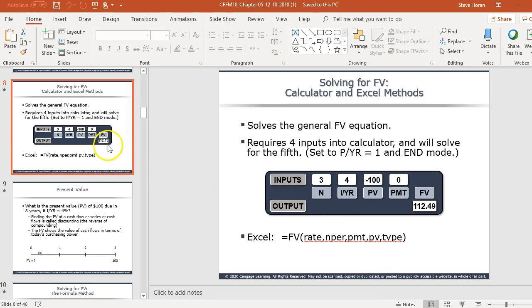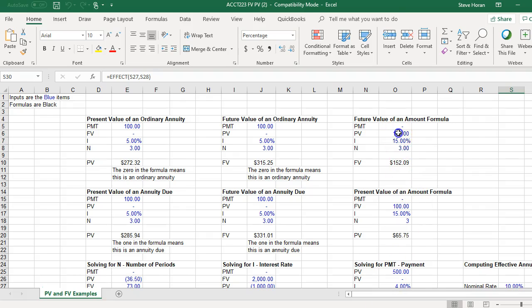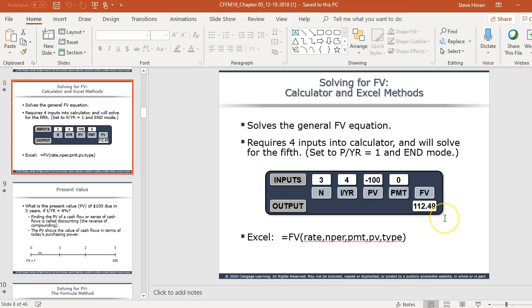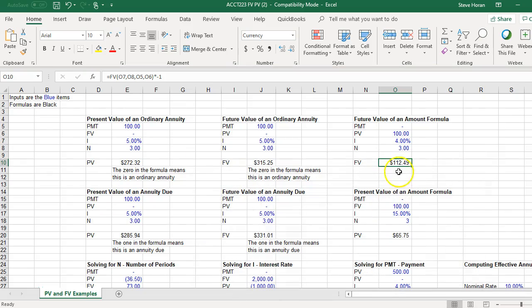So back to the Chapter 5 Excel, I just want everybody to see how this works and how you do this. This says solving for the future value of something, and we're going to use the future value formula. This is simply the future value of 3 years, interest rate of 4%, and the present value is 100. It was at 4% for 3 years. So I get 112.49 as my answer, and you can see that right there. I just wanted you to see that. And that's the FV, which stands for future value formula.